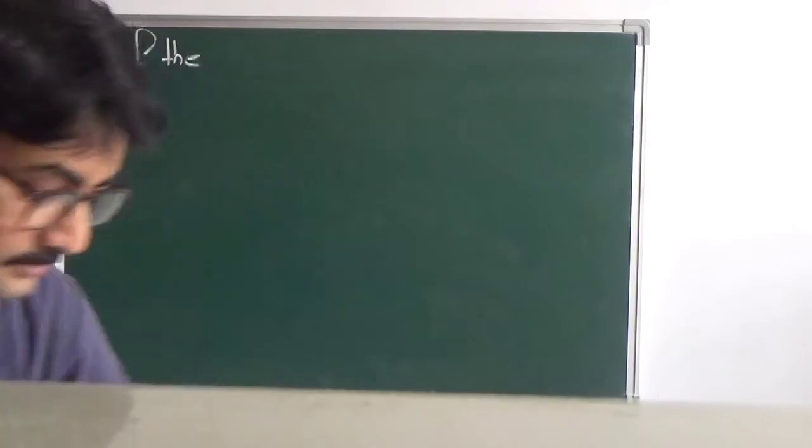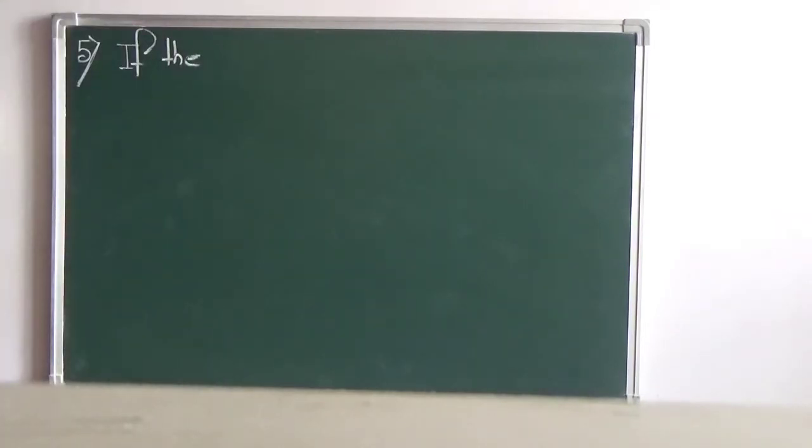Sir, a woman travels 7 kilometers due north and goes 4 kilometers due east. Okay, I got it. Now this is okay.